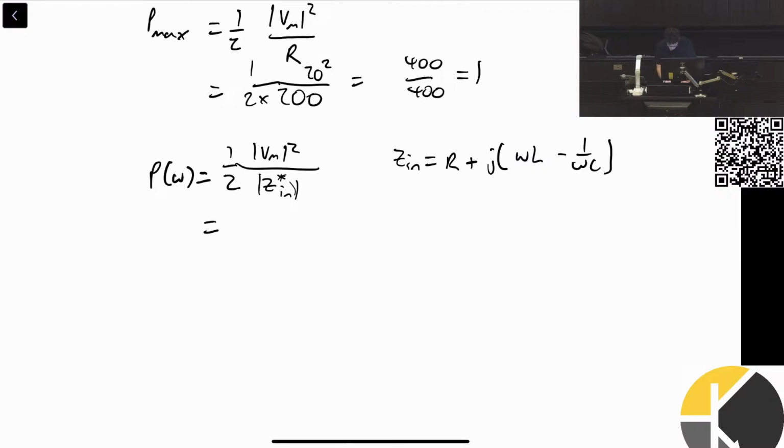The next thing we're going to do is take the conjugate. This is just what falls out of the power formula. So we're going to get R plus j(1 on omega C minus omega L).